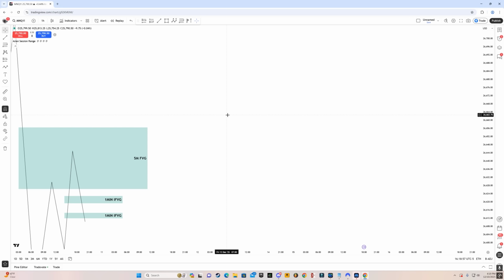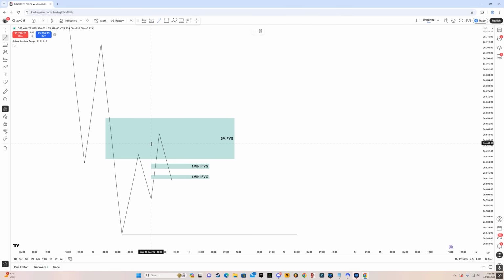Okay, now for extra confluence, you can add in SMT divergence. So if on NQ we create a higher high, higher low, and then a higher high, but then on ES, if we fail to do that, then that is your extra confluence. However, it is not necessary. It just gives you more confidence in your trade.